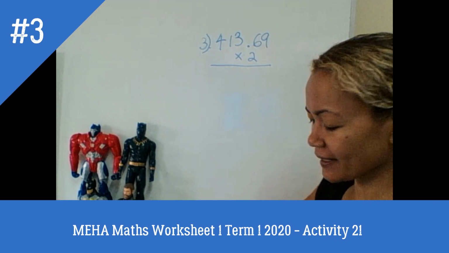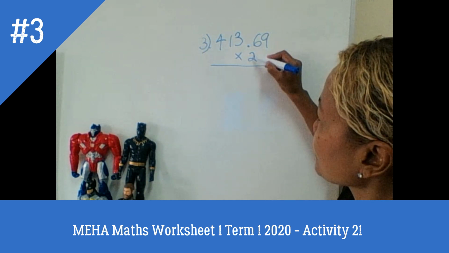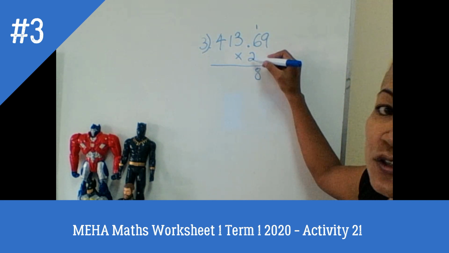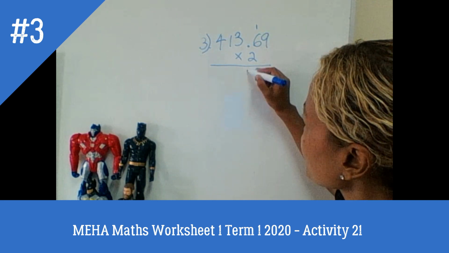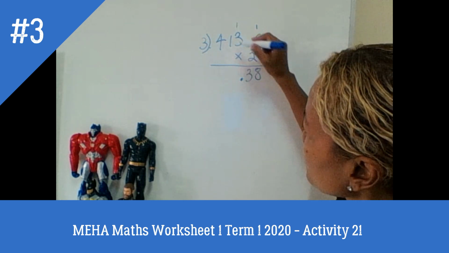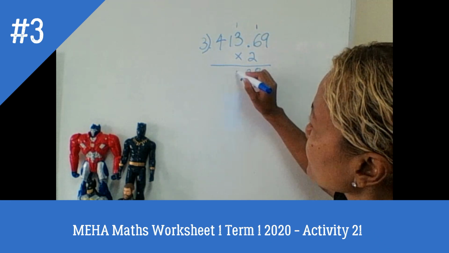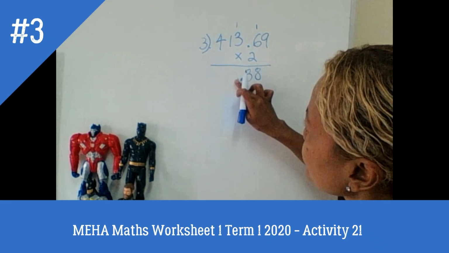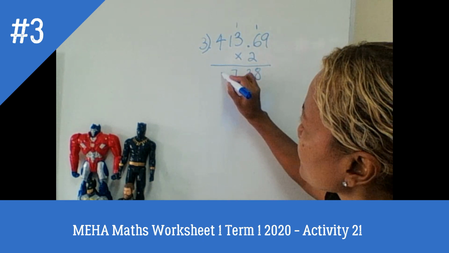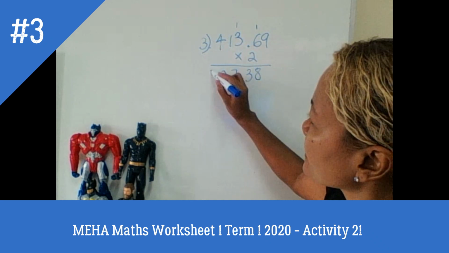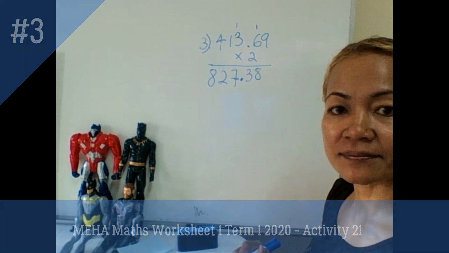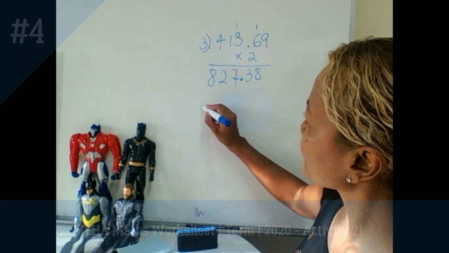You done it? Okay. 9 twos are 18, so 8, carry 1. 6 twos are 12, plus 1 is 13. Carry 1, put in the decimal point as you cross over. 2 times 3 is 6. 6, and then you add the 1, 7. 2 times 1 is 2. And 2 times 8 is 8. 827.38. Okay.